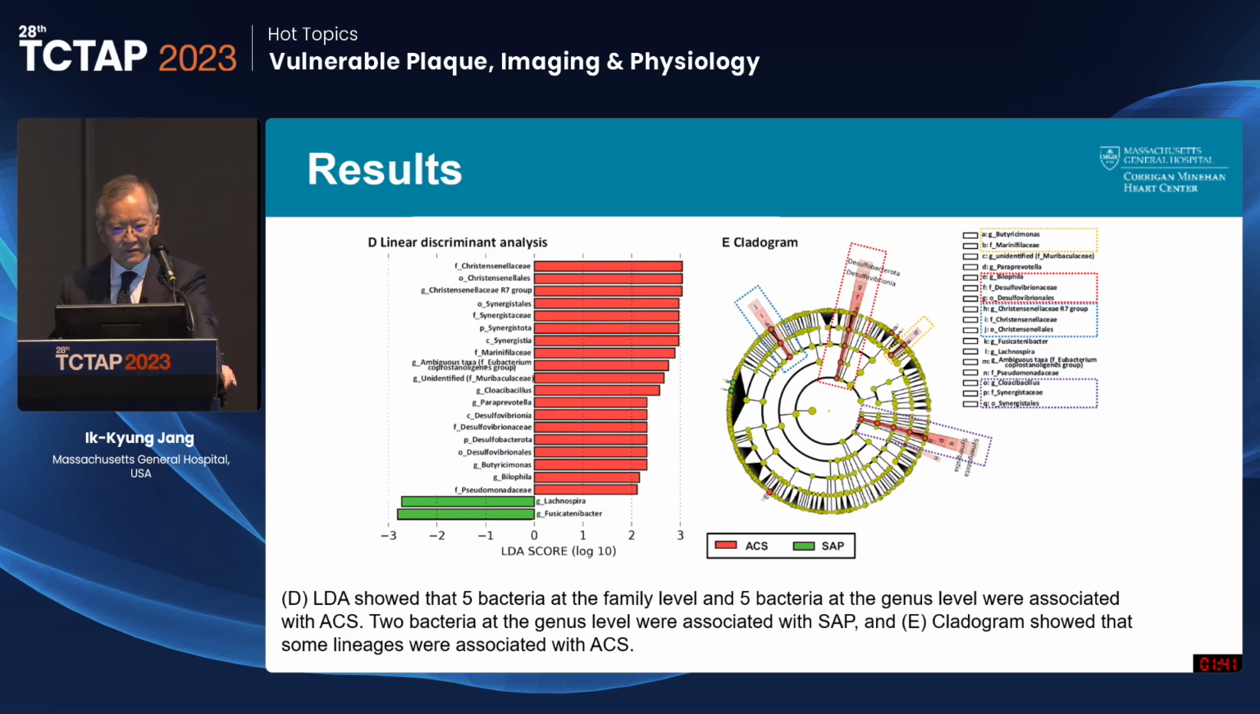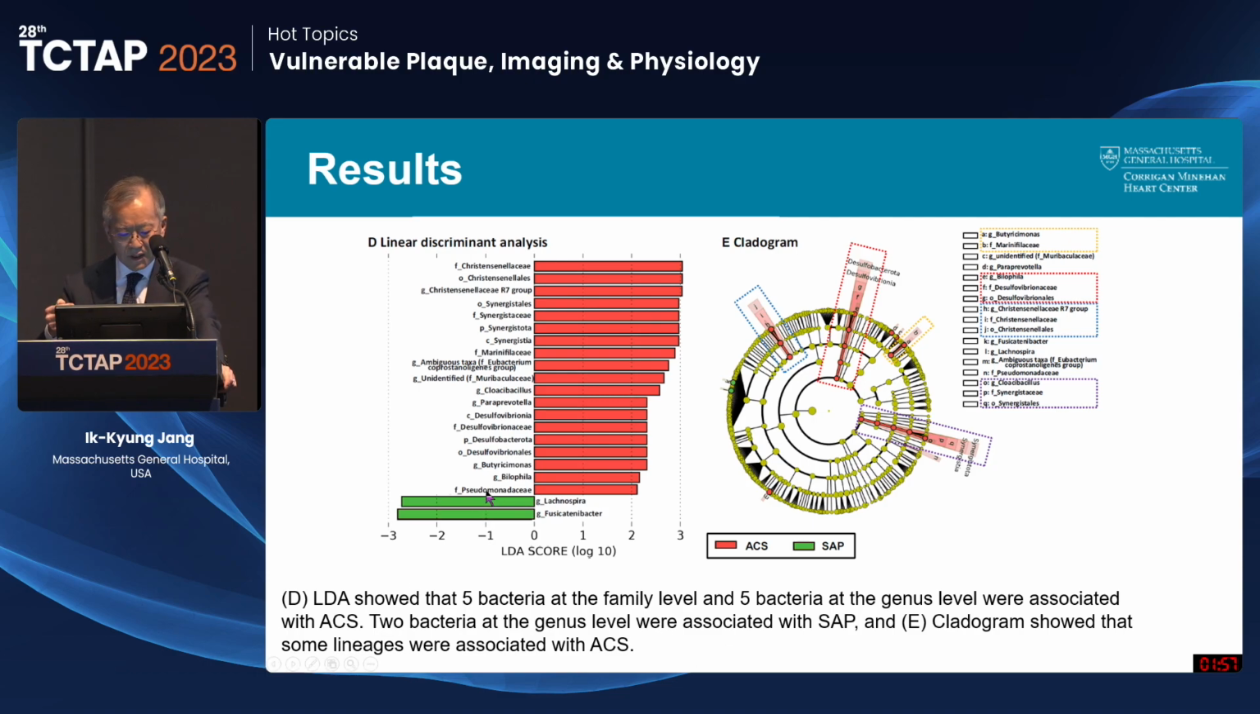Microbiota: we tried to correlate gut microbacteria with plaque phenotype. So we have identified, using linear discriminant analysis, 10 bacteria associated with unfavorable plaque phenotype and 2 bacteria associated with favorable plaque phenotype.